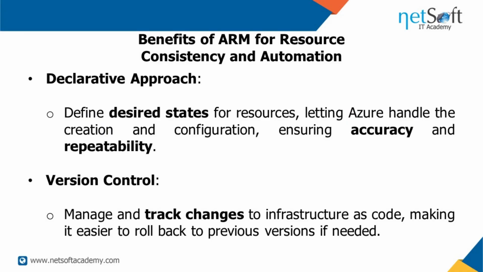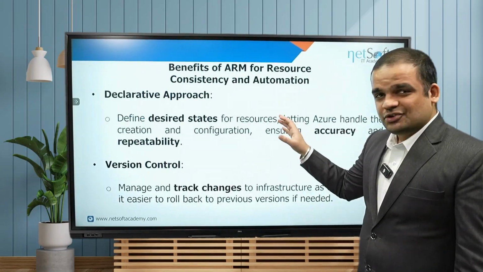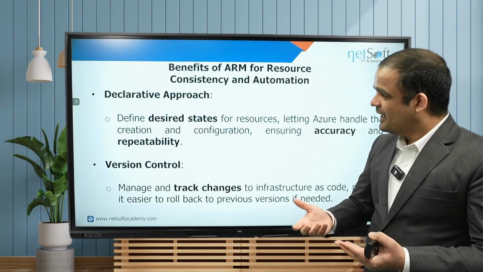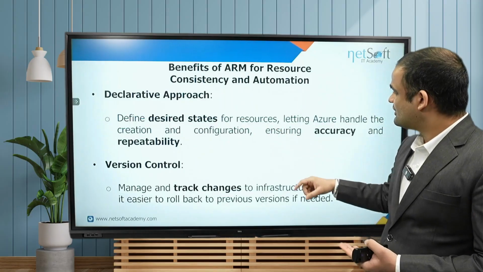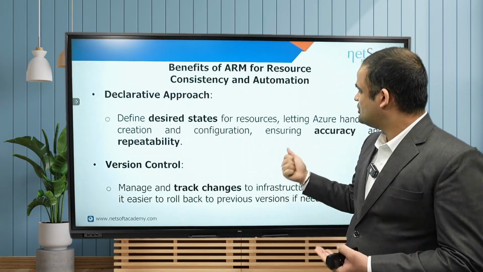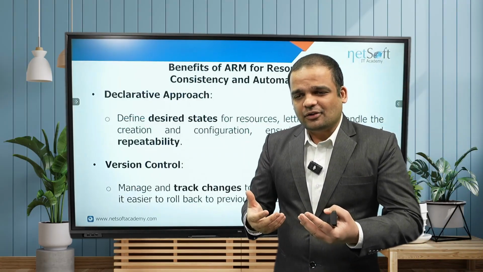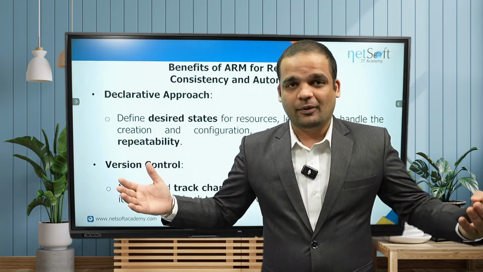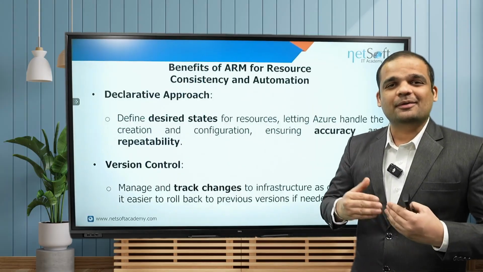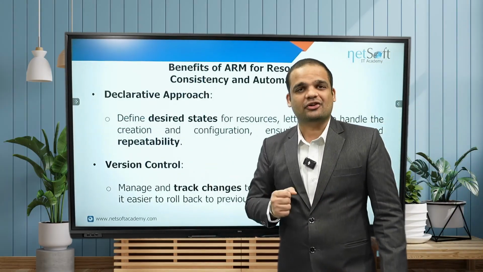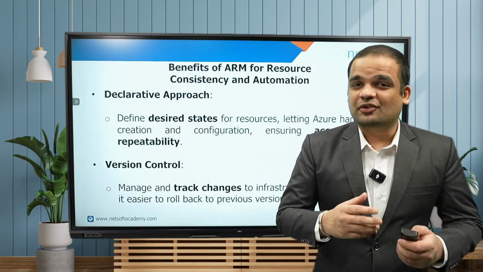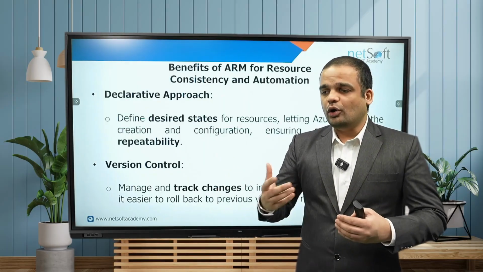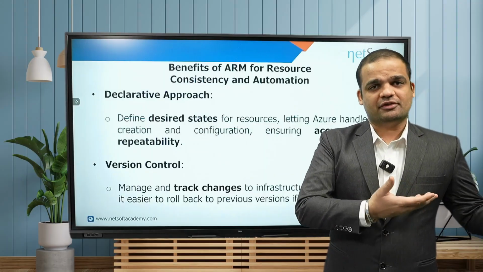Before version control, a declarative approach. We already know that Azure ARM templates follow a declarative structure or schema. Here, it defines the desired state for resources, letting Azure handle the creation and configuration with accuracy and repeatability. So in simple words, the template just tells Azure what to do, not step by step in sequence. Then we can link multiple scripts together, which brings us to version control. Here, you can manage and track changes with multiple versions, making it easy to always roll back to a previous version which was stable.